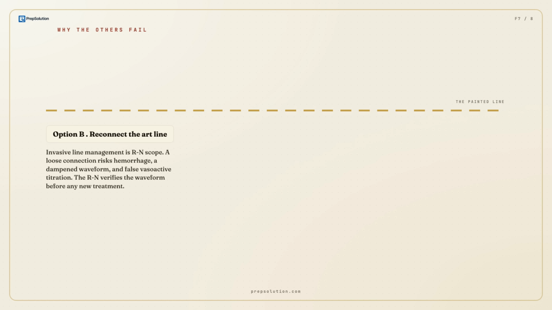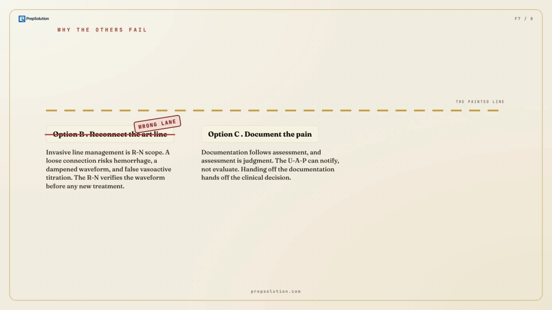Why the others fail. Option B, reconnect the art line. Invasive line management is RN scope. A loose connection risks hemorrhage, dampened waveform, and false vasoactive titration. The RN has to verify the waveform before any new treatment is layered on top of it. Wrong lane.